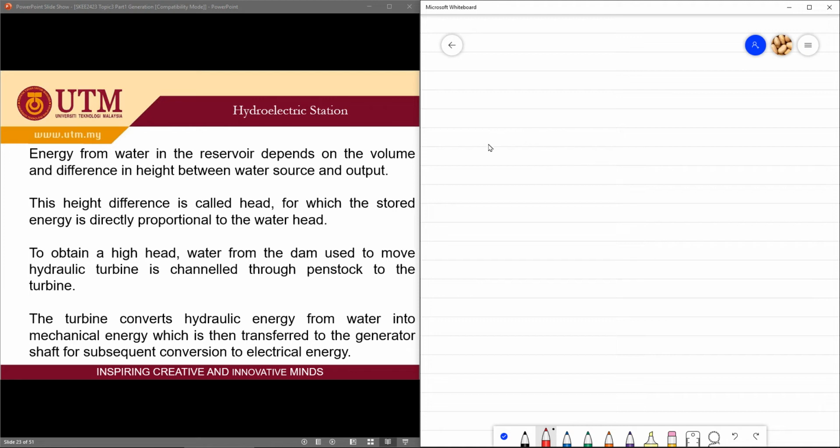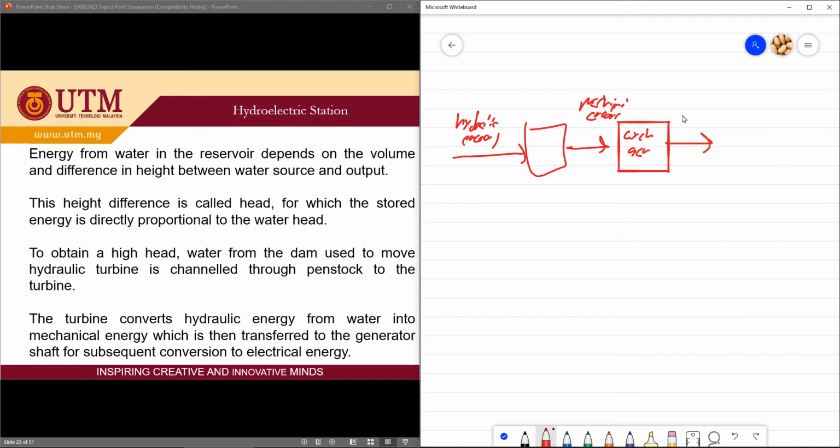So you have hydraulic energy. You convert this into mechanical energy, and then you use the synchronous generator to convert it into electrical energy. So make sure you know the process.